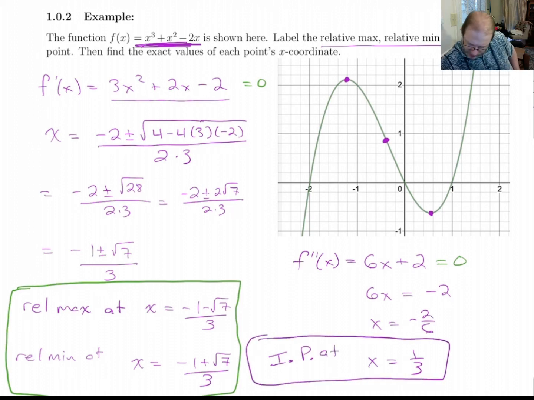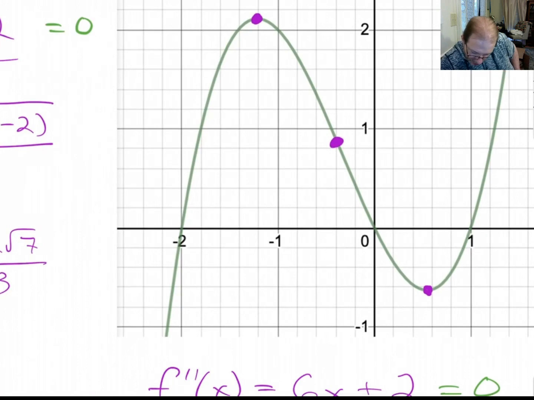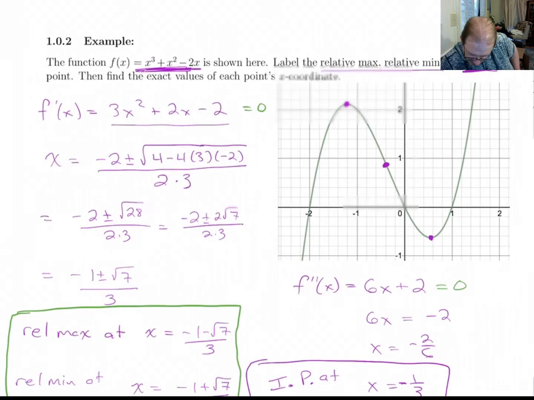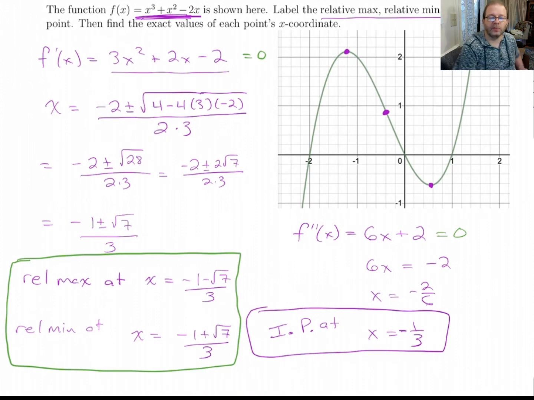So does that look right? Up here I drew my inflection point in just eyeballing it. And it looks like I drew it in roughly at negative 0.4. And it's supposed to be at negative 0.333. So I'm not going to move it, I'm just going to leave it there. So we can see that this is the exact value, and it aligns pretty well with the eyeball drawing.